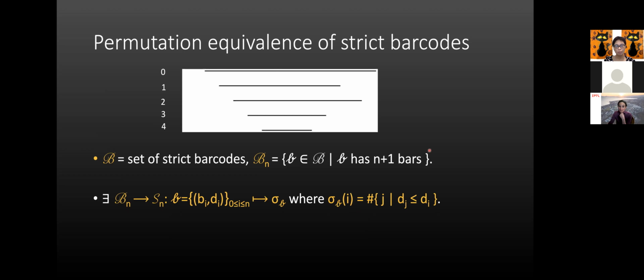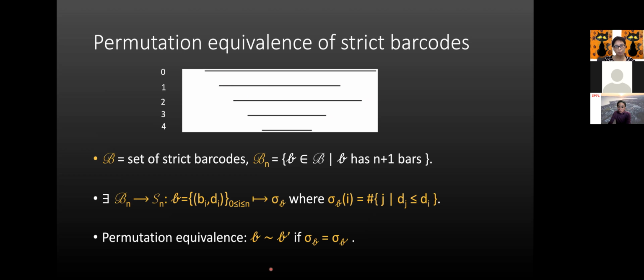So for example, here the associated permutation would be the one that sends 1 to 3, because there are 1, 2, 3 bars with death time less than or equal to this one. Sigma_b of 2 would be 4, sigma_b of 3 would be 2, and sigma_b of 4 would be 1. So it gives you a nice permutation this way. You can associate a permutation to any strict barcode.